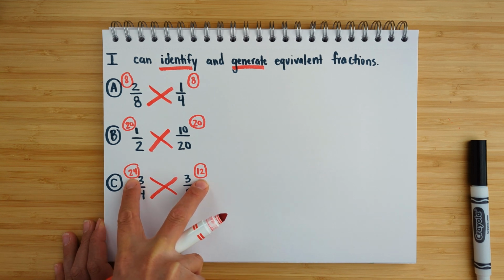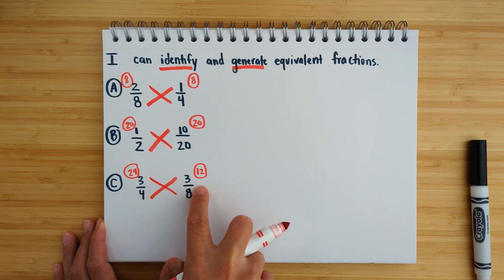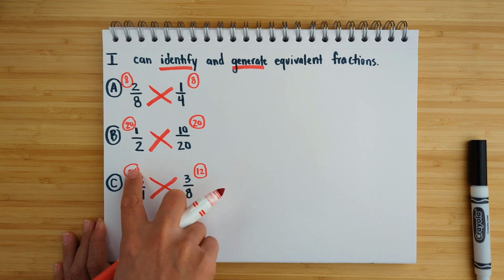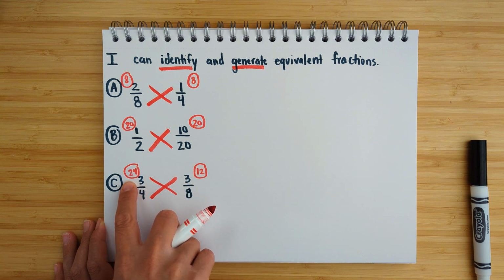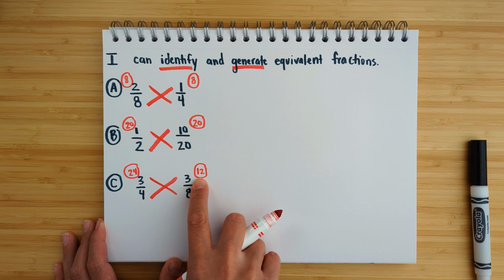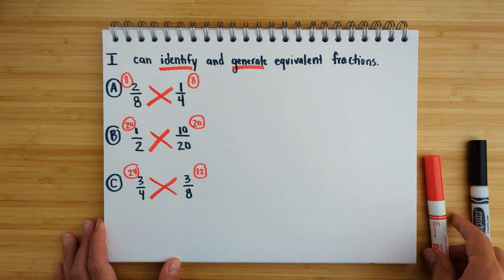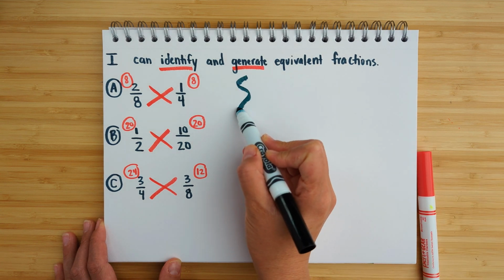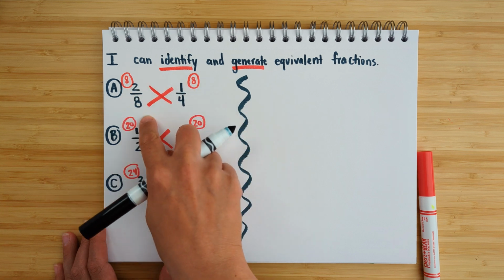And this will also tell you which fraction is greater. 3/4 is greater than 3/8. 3/4 is greater than 3/8 because 24 is greater than 12. So that's how you identify equivalent fractions. And let's look at generate equivalent fractions.